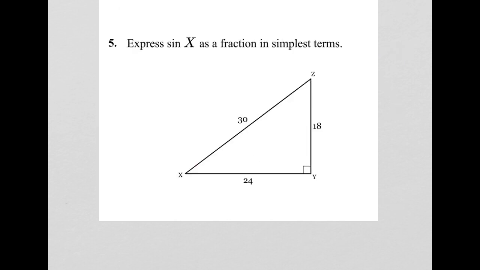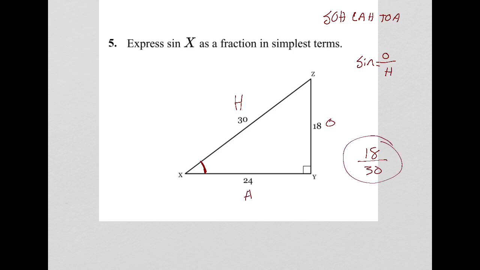The next one says we want the sine of X. So angle X is here. Remember, with SOHCAHTOA, sine is opposite over hypotenuse. So what is opposite of X? 18 over, what is the hypotenuse? 30, and then this side would be the adjacent. So we have 18 over 30 as our ratio for our trig function.